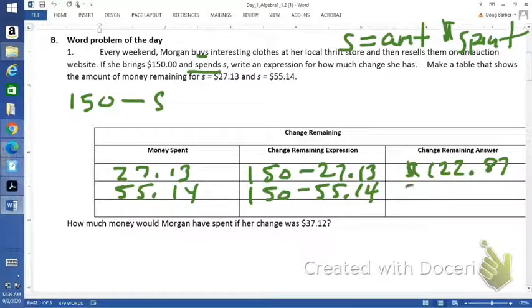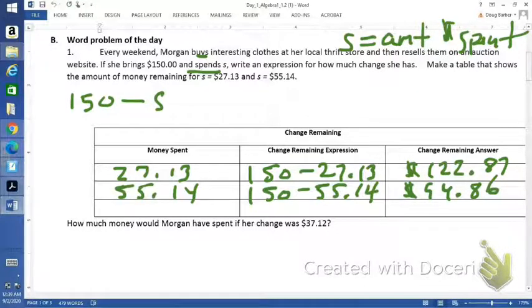That gives us $94.86. All right. Now, how much money would Morgan have spent if her change was $37.12?